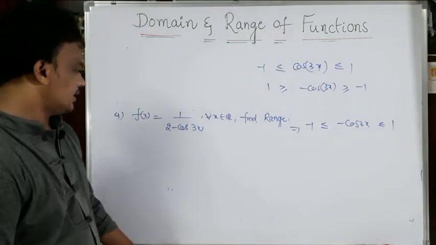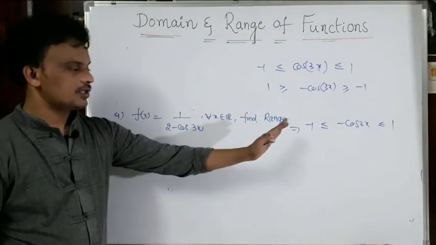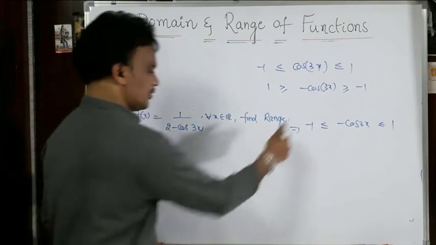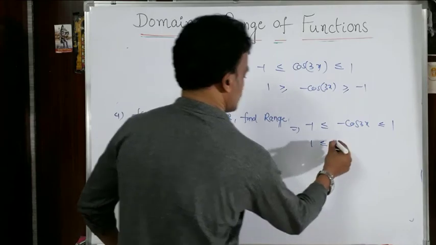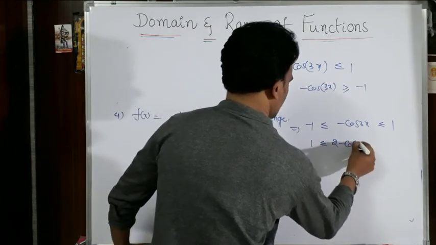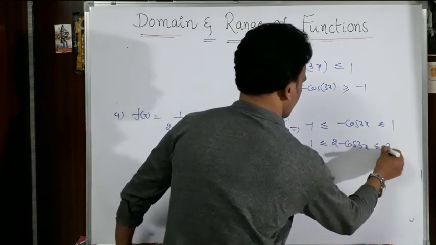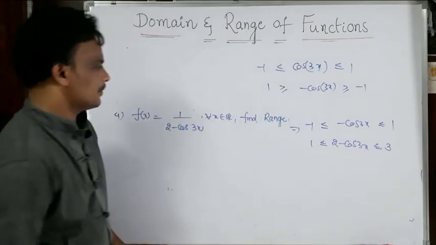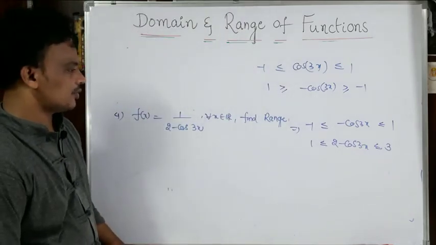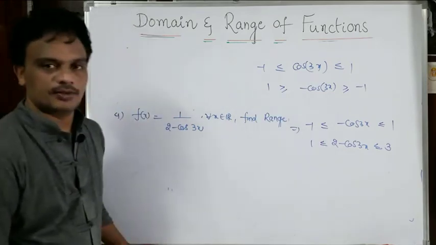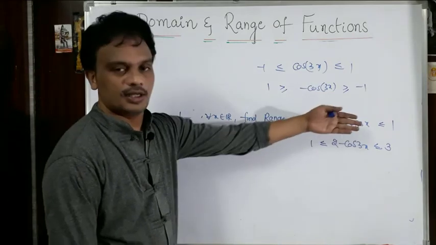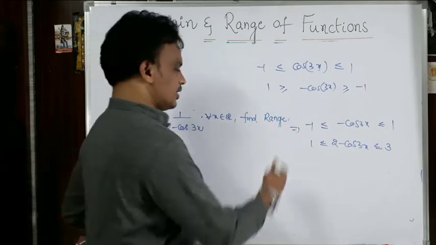Then, adding 2 throughout the inequality: −1 + 2 is 1, so 1 ≤ 2 − cos 3x ≤ 3. Right or not? Then, taking reciprocals throughout the inequality, and again the inequality changes.